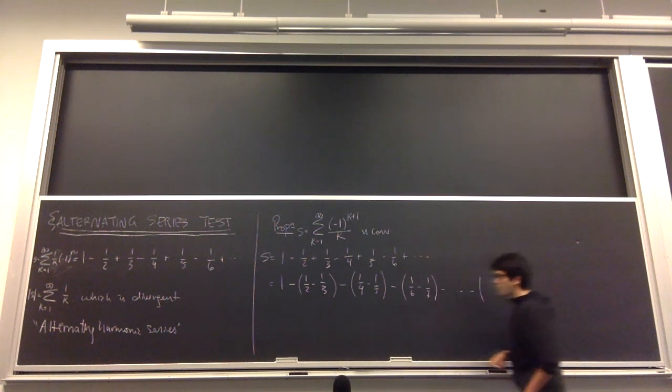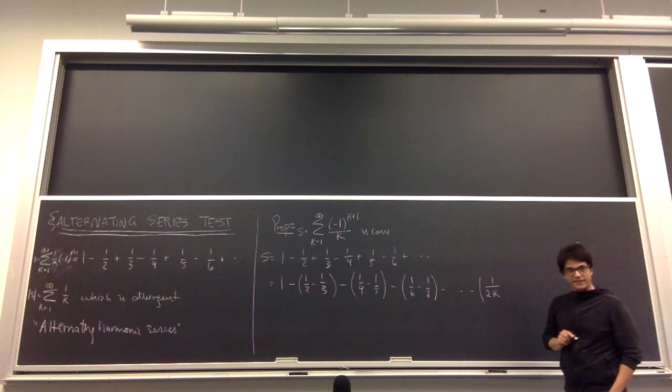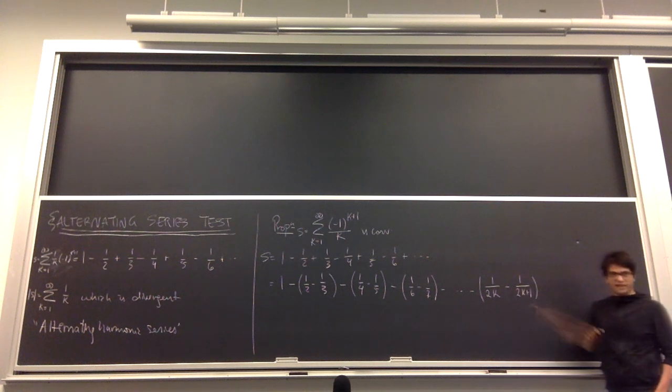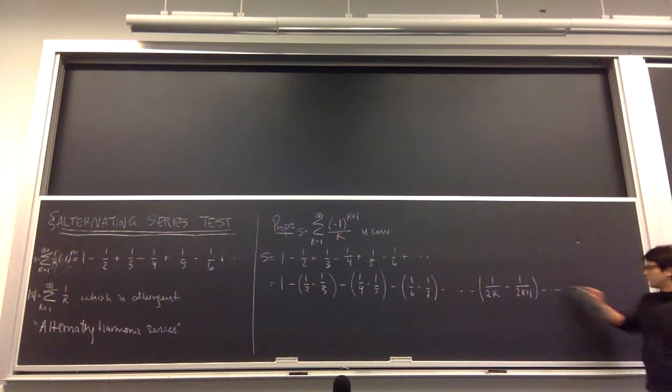So we have a standard way of writing this. So it's minus 1 over 2k, that's even, minus 1 over 2k plus 1, that's odd. Right? Just so we have the signs correct. And then we can continue subtracting.